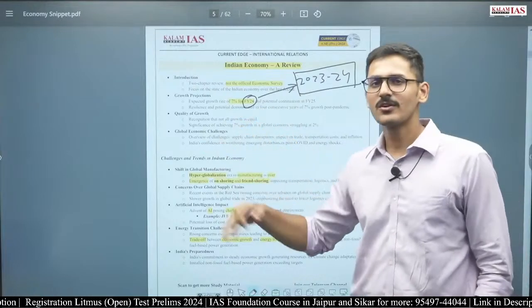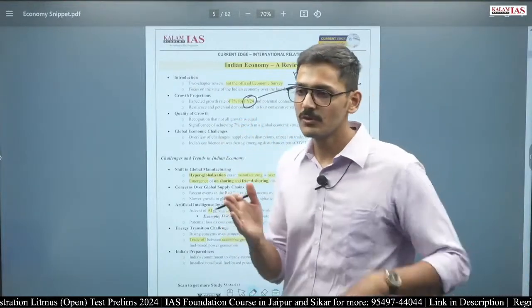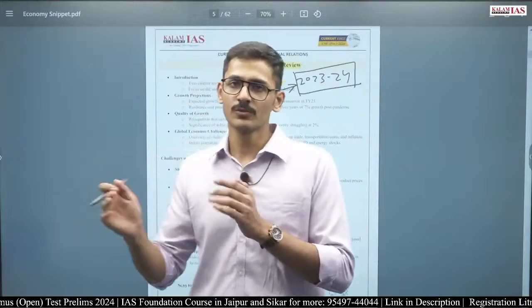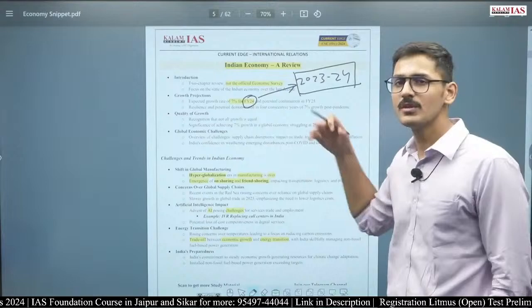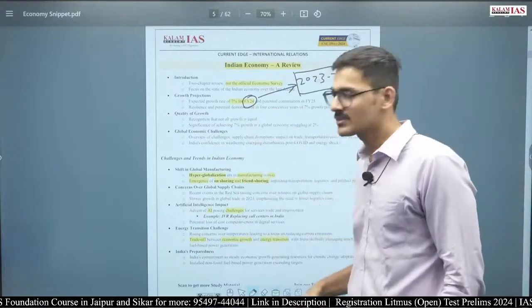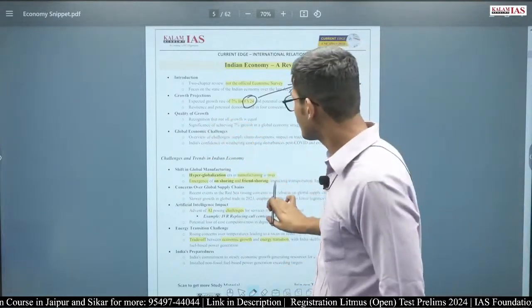I am saying this because a lot of people get confused about what financial year 24 is, whether it is 24-25 or 23-24. So it is 23-24, and such terminology will be used again and again during this whole class. That is why I have clarified it.